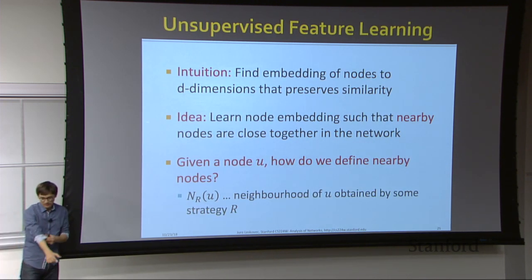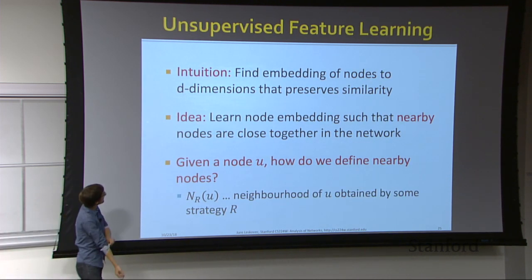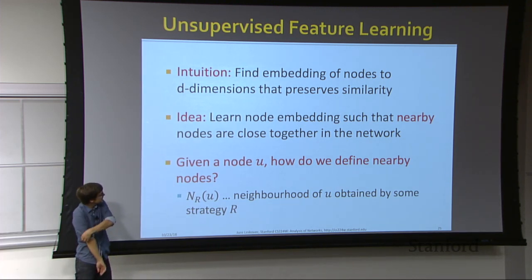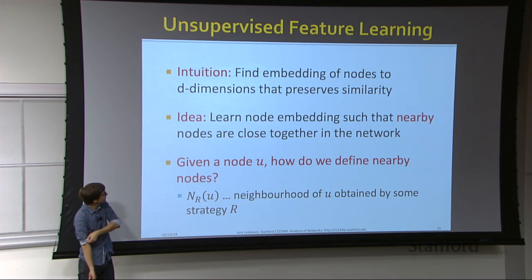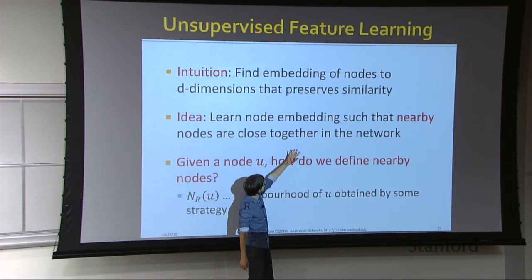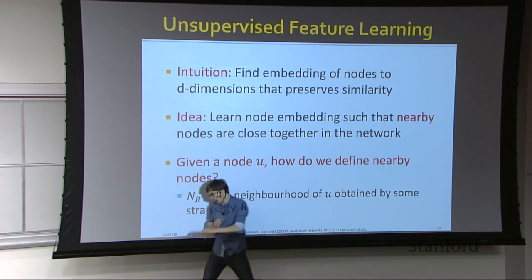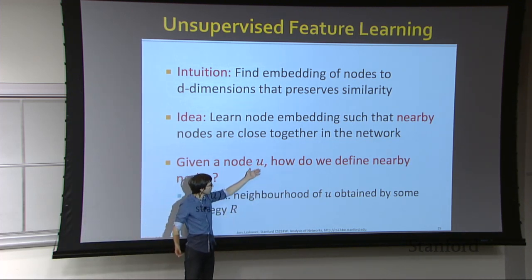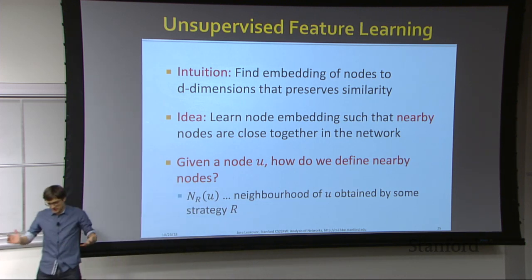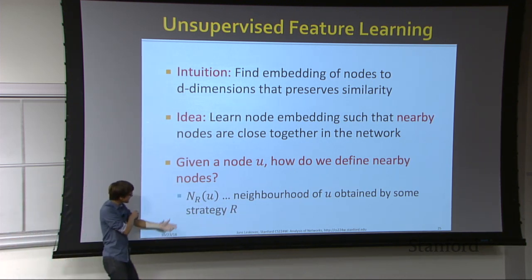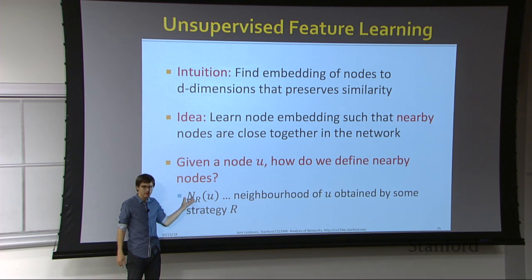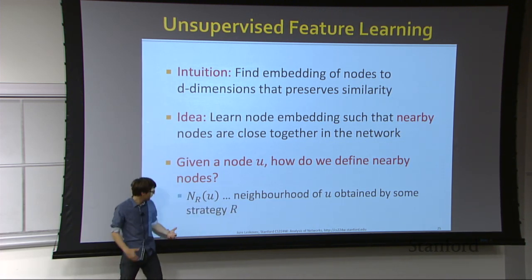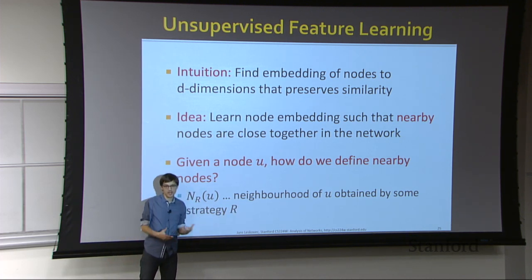Okay, so what's the intuition? The intuition is we want to find an embedding of nodes in d dimensions so that we preserve similarity. The idea is that we want to learn node embeddings such that nodes that are nearby in the network are also nearby in the embedding space. So now the question is, given a node U, how do we define what is close to node U? We will define this set N sub R of U to be the neighborhood of node U defined by some strategy R.